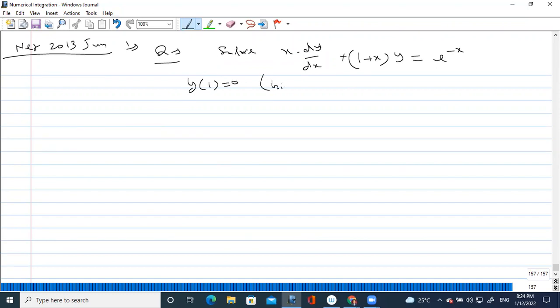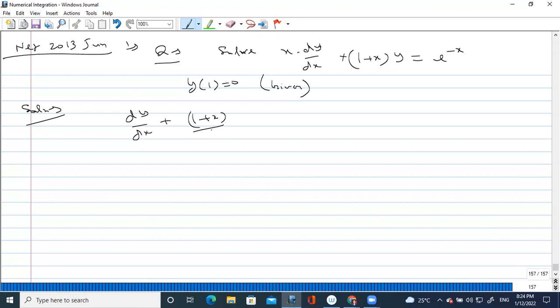So why do they give the boundary condition? With that you can find out the constant. That is the only purpose, otherwise the answer will be in a constant term. So how to solve it? First of all, you have to make the coefficient of dy by dx equal to 1. Then you will get an idea.